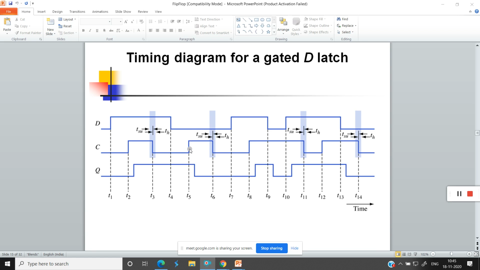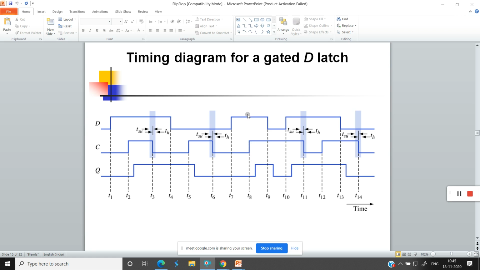Now again, when the clock is 1 and D is 0, the output is 0. Whenever the clock signal is 1, the data is 0, but immediately it will not become 0. It requires some time. That is known as propagation delay time. The time difference between the application of the input and its occurrence at the output is the propagation delay. So it will hold up till the next clock signal becomes 1.